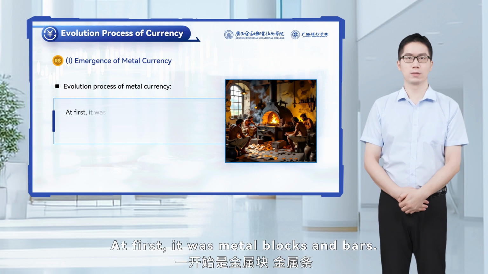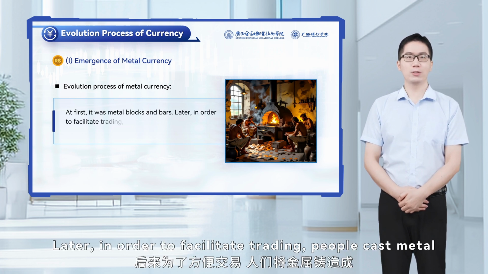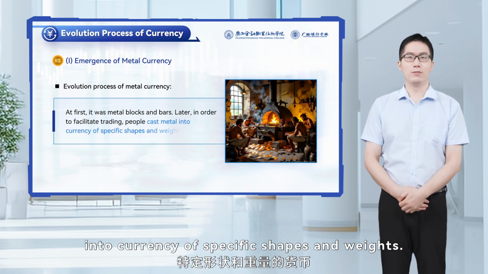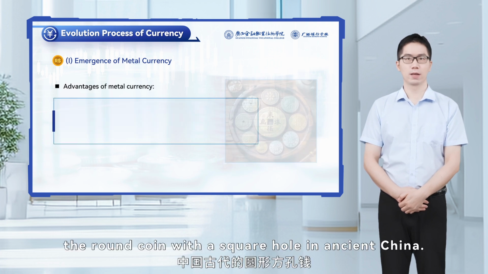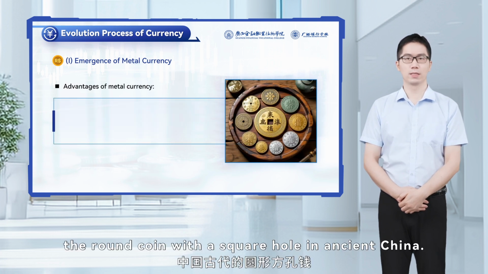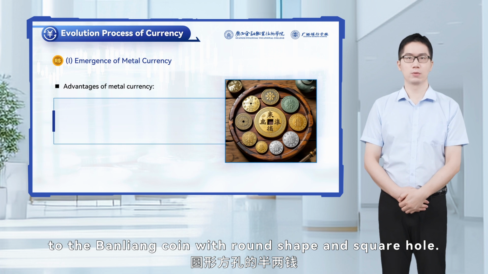At first, it was metal blocks and bars. Later, in order to facilitate trading, people cast metal into currency of specific shapes and weights. For example, the round coin with a square hole in ancient China. The Qin dynasty in China unified the currency to the Banliang coin with a round shape and square hole.